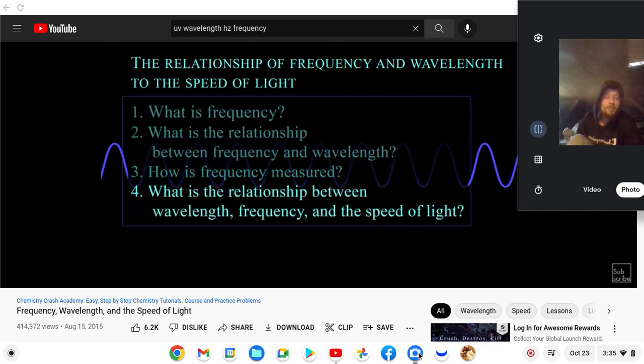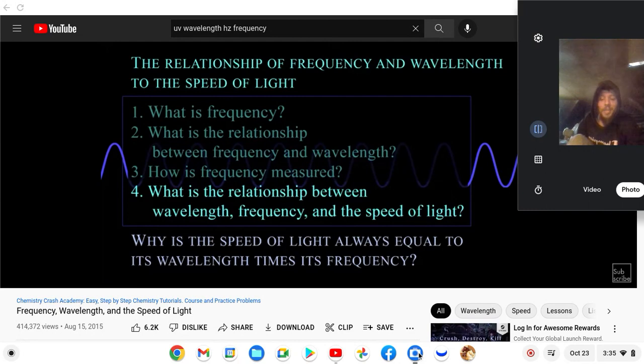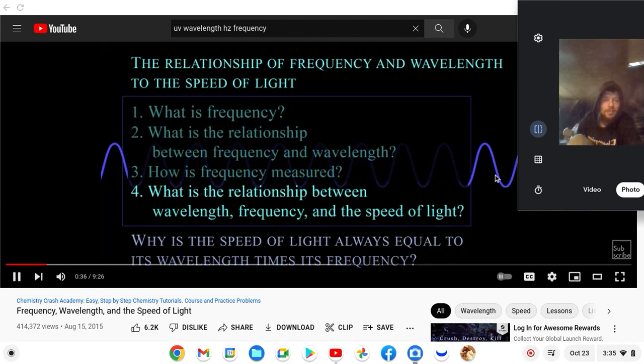After all that, we should be able to see why the speed of light is always equal to its wavelength times its frequency. So we have here the added bonus of gaining some new insight into the beauty of the mathematics of the wave function, the ability of the frequency to describe nature.